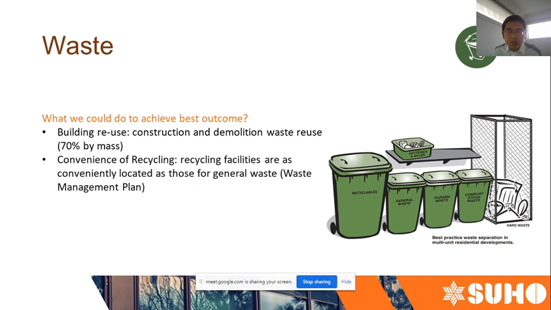Waste. So for waste, the first thing is building reuse. So for some councils, it will ask you to have construction and demolition waste reuse by 70% by mass, and for some strict councils, it may be increased to 80%. And other important thing is convenience of recycling. So recycling facilities should be as conveniently located as least for general waste, and it will be more likely discussed in the waste management plan.